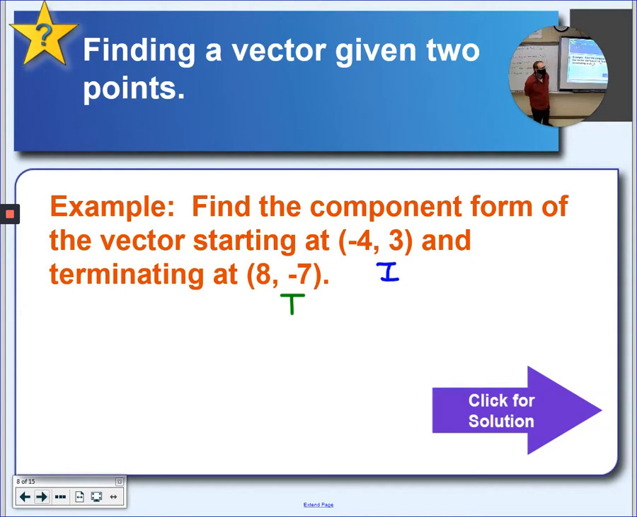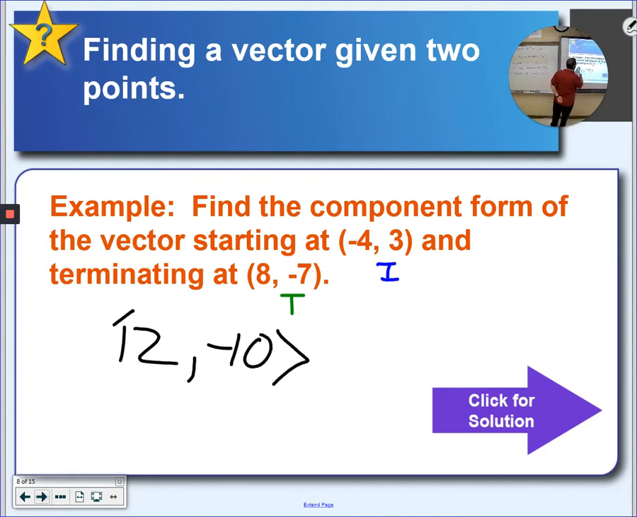Perfect. So to find your x, you're taking 8 minus -4, right? What is 8 minus -4? 12. That's positive 12, right? What is -7 minus 3? -10. Good job.